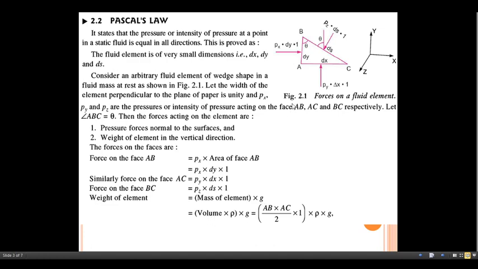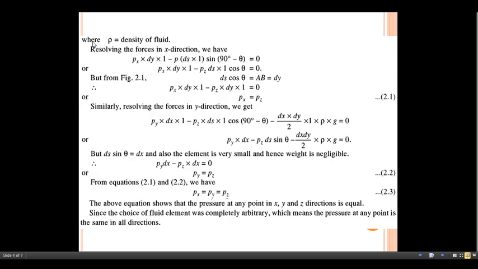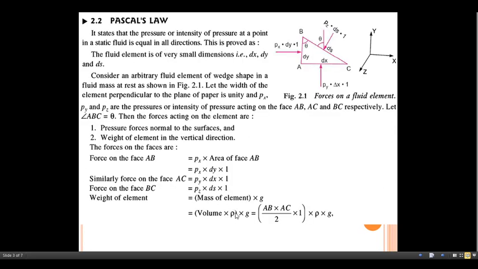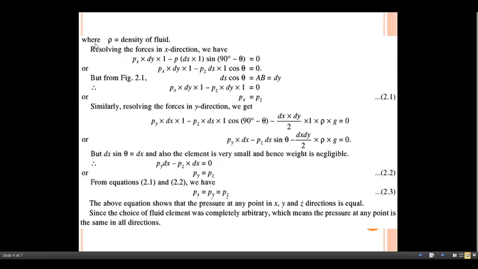The volume here, since this is a triangular shape, is one half of the height multiplied by this side, and the width is 1. So it is AB multiplied by AC by 2, multiplied by 1. Rho and g remain as they are. Here rho indicates the density of the fluid. Let us see the next one.